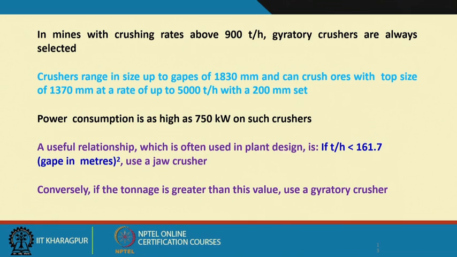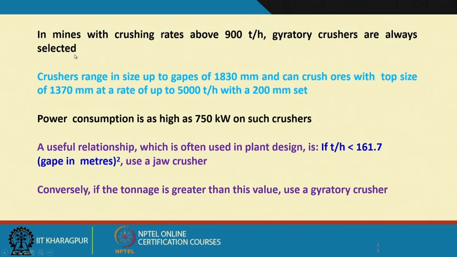Hello, welcome. In the previous lecture we were discussing gyratory crushers. Now we are making a comparison: where should I use a jaw crusher, and where should I use a gyratory crusher? In mines with crushing rates above 900 tons per hour, gyratory crushers are always selected. These are thumb rules, because experience says that it is more economically viable than jaw crushers.